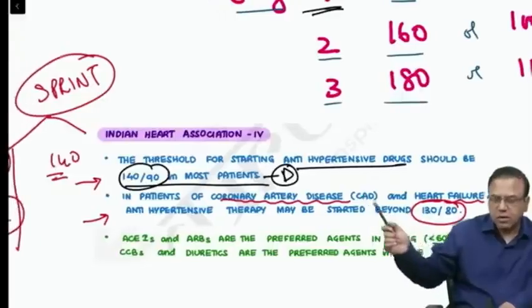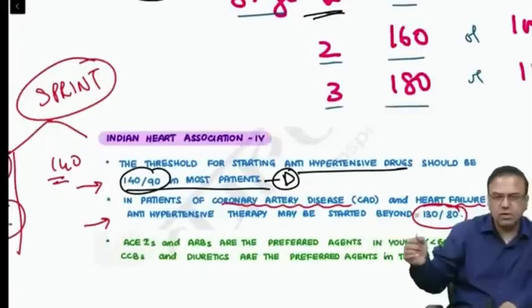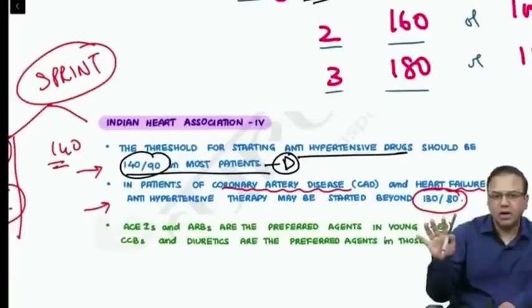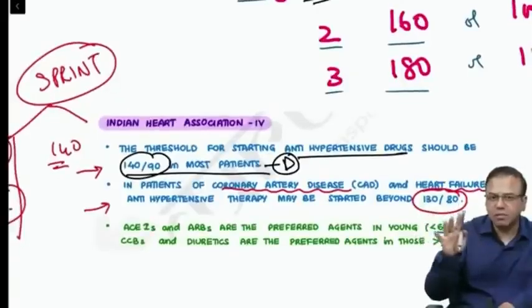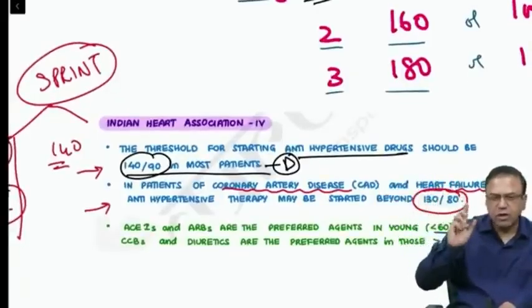If these are not there, then for all patients 140/90 is the starting point. Again, the controversy is that some of the platforms are following European guidelines and giving 160 as the starting treatment for antihypertensives. My request to you: in India we follow Indian guidelines.